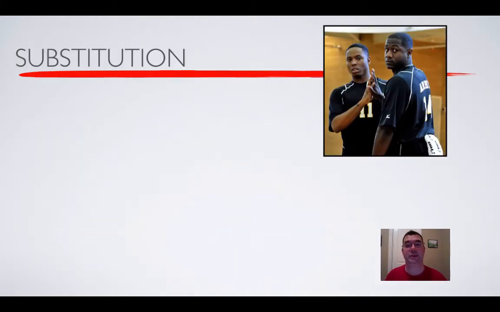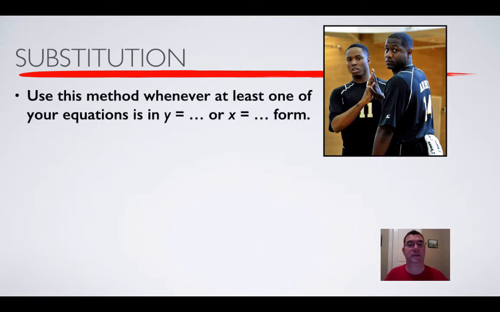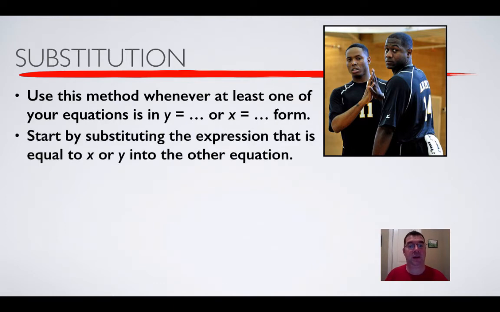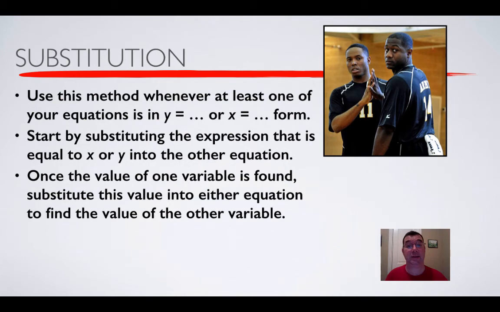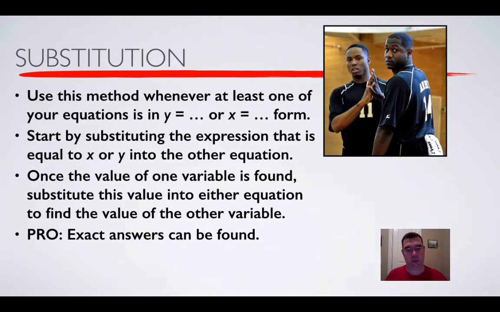All right, then there is substitution. That's the second method. If you don't want to use graphing, or if you find you've got a decimal or fraction solution, then you might want to find it more precisely. You're going to use this method if you see one of your equations in y equals form or x equals something form. And you're going to start by substituting the expression that is equal to x or y into the other equation, and that will give you an equation that only has one variable, which you can solve for. And then you substitute that value into the other equation to get the value of the other variable. Okay? We're going to go over an example of this so it makes more sense.